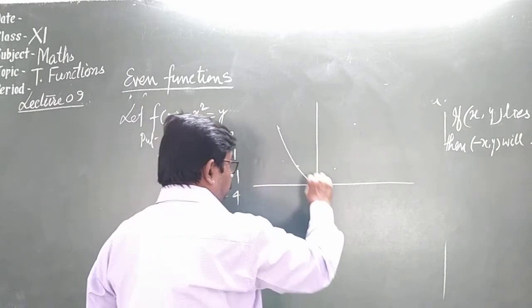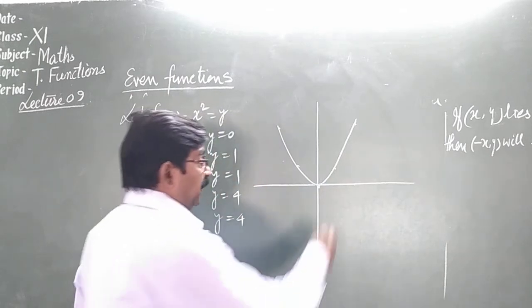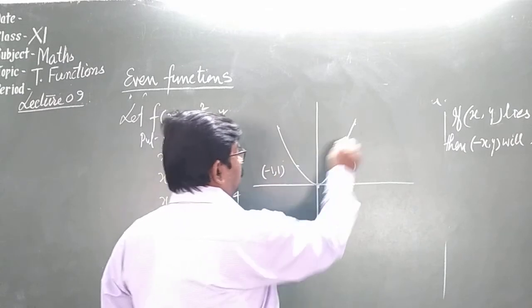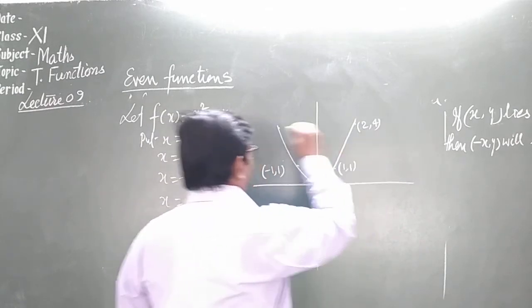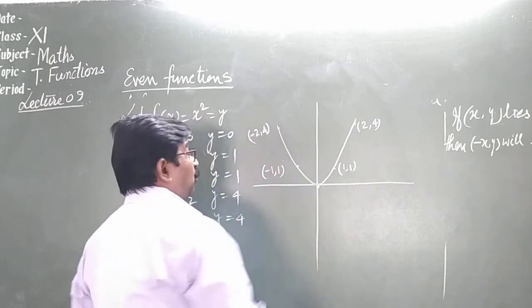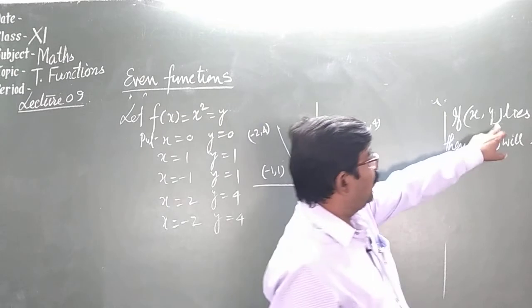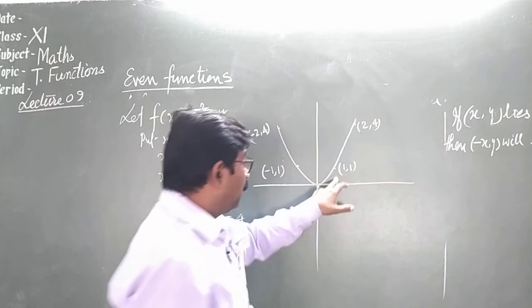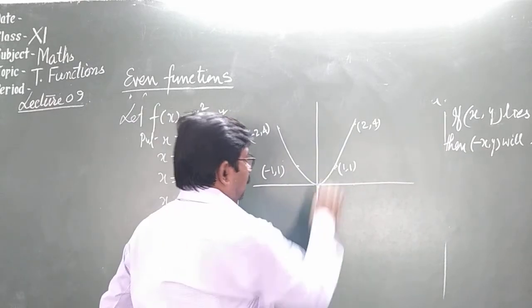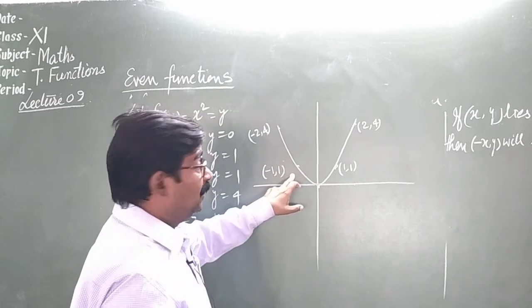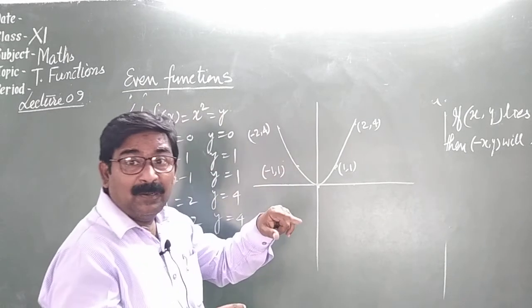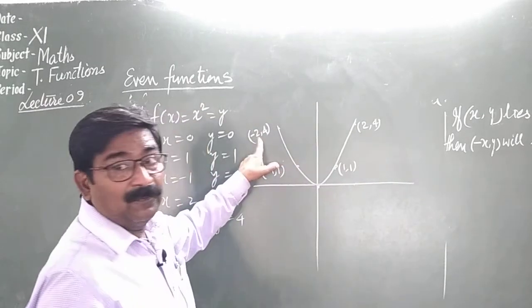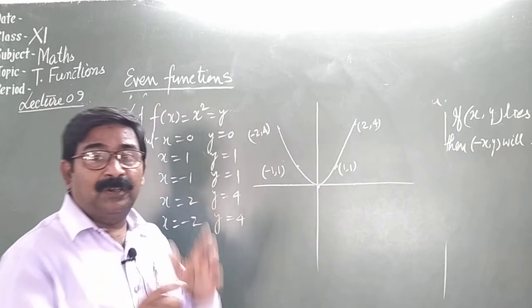So what is the graph? This one is the graph. See, this point is (1, 1), this point is (-1, 1), this point is (2, 4), and this point is (-2, 4). So what I have told is that if point (x, y) lies on the curve, then (-x, y) will lie on the curve. See, if (1, 1) is lying on the curve here, then (-1, 1) is also lying here. It means x becomes negative, then y is positive.